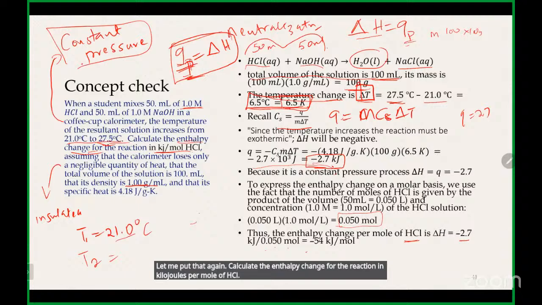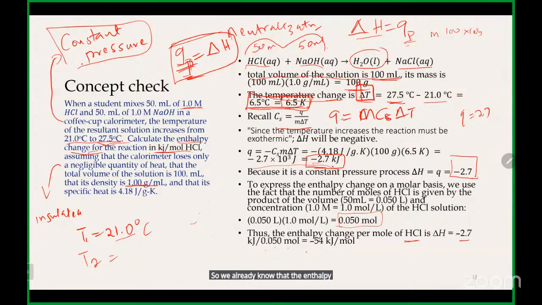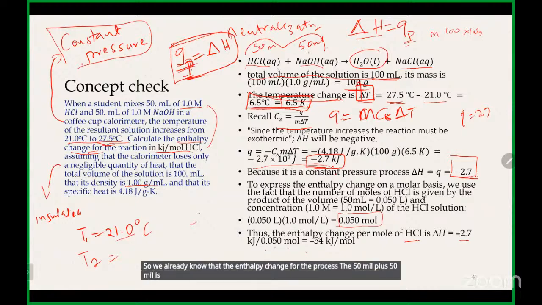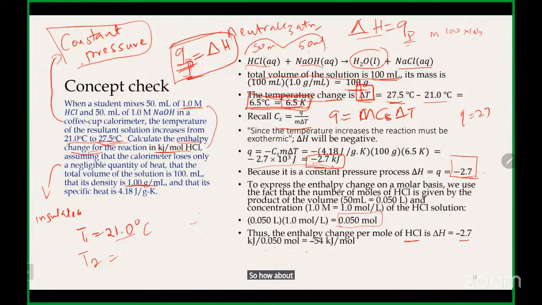So we already know that the enthalpy change for the process, the 50 mL plus 50 mL, is 2.7. That's 2.7 kilojoules, that's what we got. So we're taking it to per mole. That's where the concept of the molar heat capacity comes in. Looking at the reaction, 50 mL of 1.0 molar HCl gives us 2.7.